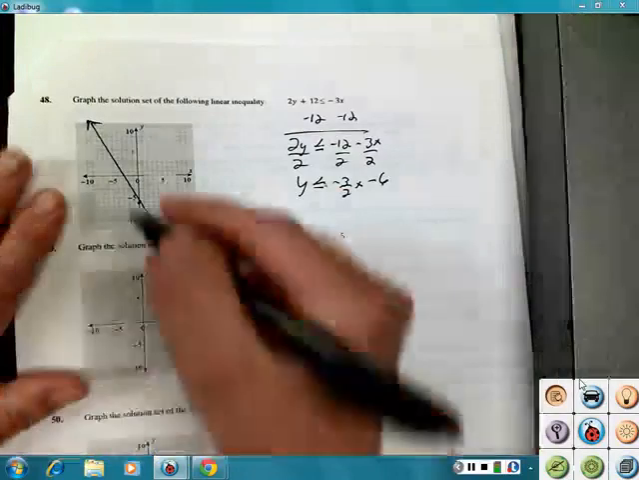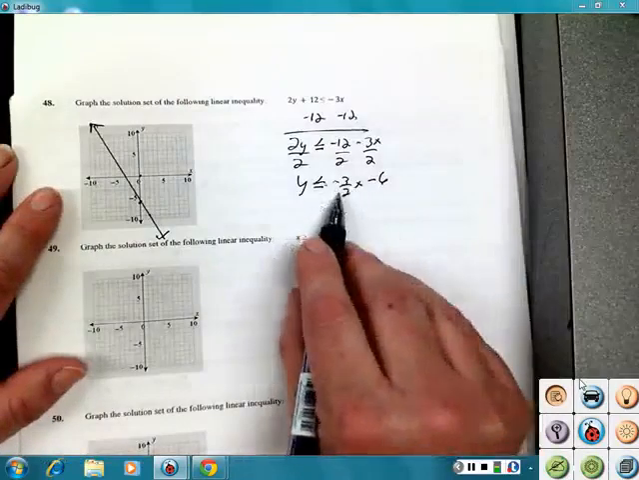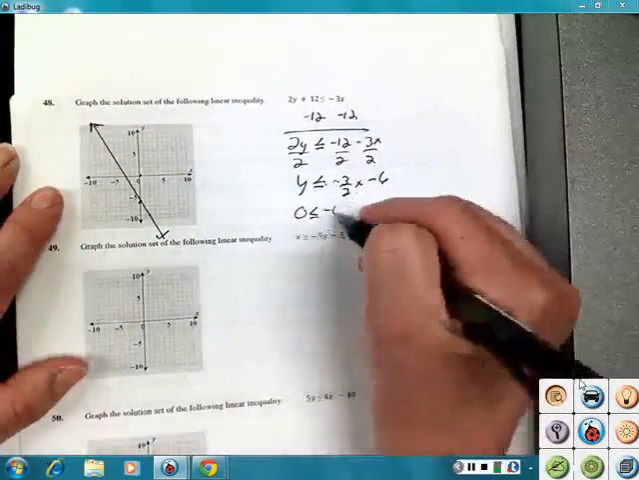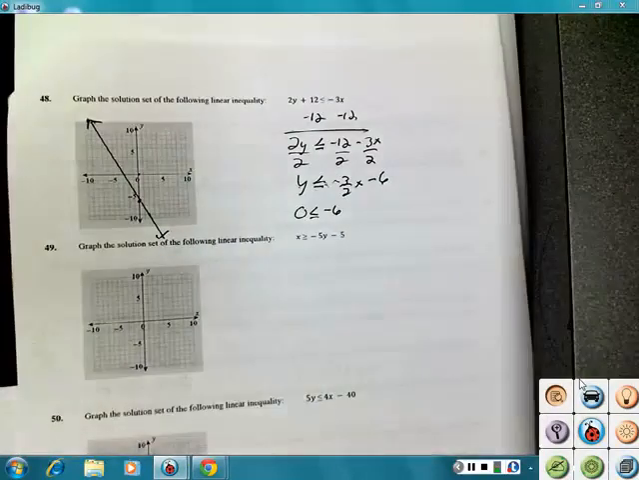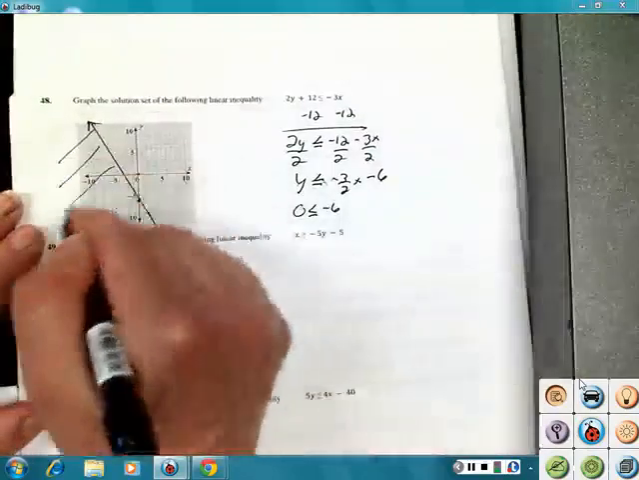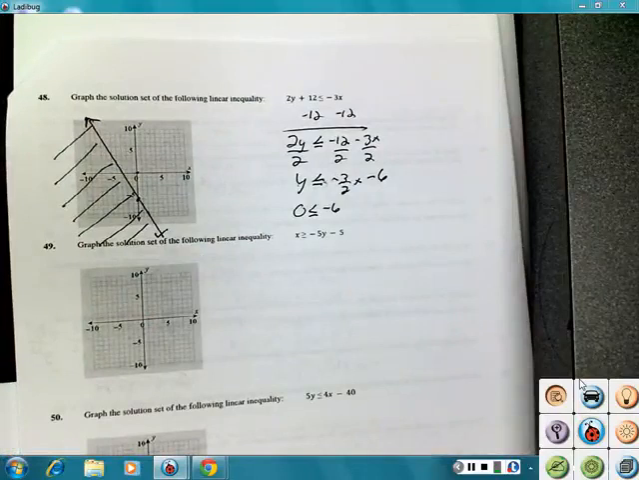So if I use my test point of 0, 0, put 0 in here, 0 times 3 halves is 0. 0 is for y. 0 is greater than a negative 6, or less than a negative 6. Is that true? Is 0 less than a negative 6? Nope. So that's false on this side. So my shaded side is over here. That's the piece that gets shaded, so I want to shade that side. Yeah, I forgot the 0, 0. That would do it.